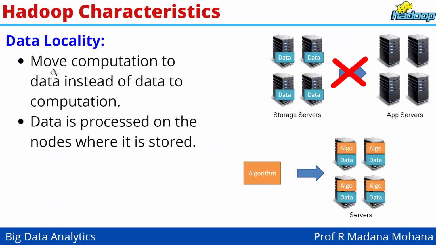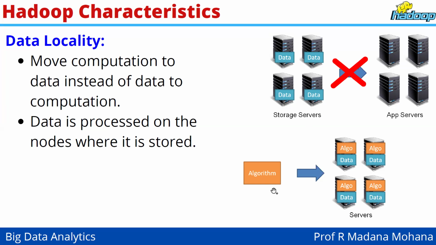Then data locality. Here we move computation to data instead of data to computation. Data is processed on the nodes where it is stored. So here you can see the first scenario, we have storage servers. Different servers are there, and data is stored on different servers. Then we have application servers to write the programs or to process the data. But in Hadoop, it is not actually required.